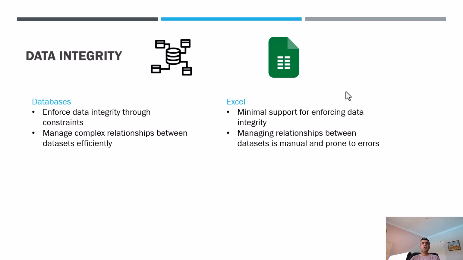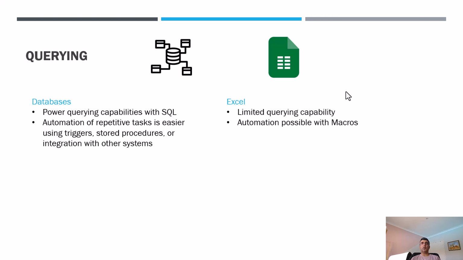Data integrity. You can enforce data integrity with databases using foreign keys, primary keys or unique keys. You can manage complex relationships between data sets quite efficiently. Excel has minimal support for enforcing data integrity, and managing relationships between data sets is manual and prone to error. If you have significant data integrity issues, I don't recommend Excel. If you have large data sets with relationships between them, I recommend getting a good database and setting up the integrity constraints accordingly.